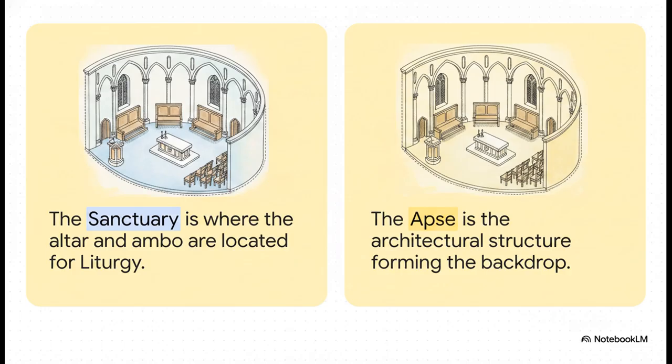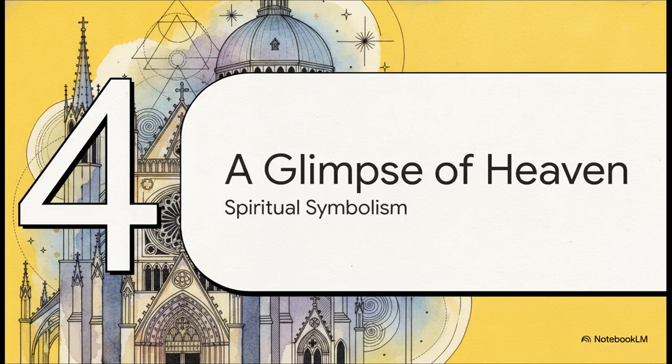It's the floor space where the altar, the ambo, and the priest's chair sit. It's where the liturgy is actively celebrated. The apse, on the other hand, is the physical architectural shell. It's the curved structure forming the backdrop directly behind that sanctuary. Now, the sanctuary often extends right into the apse, which is exactly why the terms get tangled up, but they are absolutely distinct things.